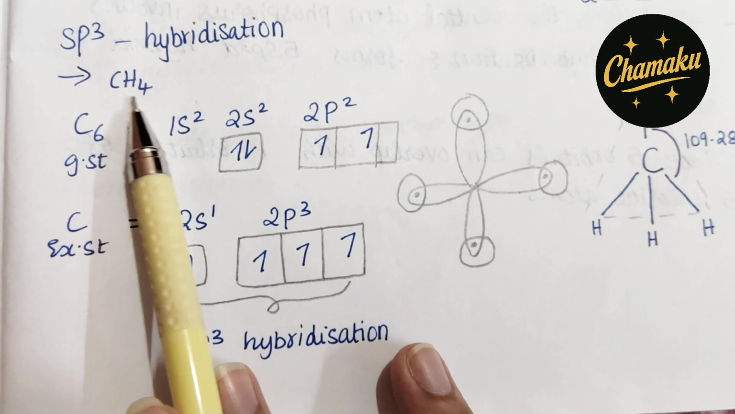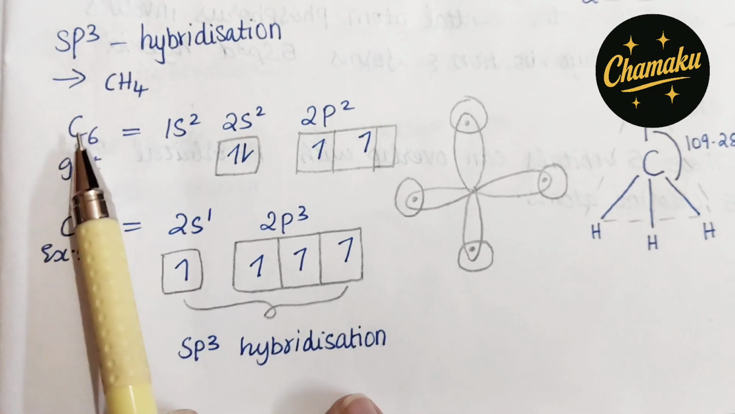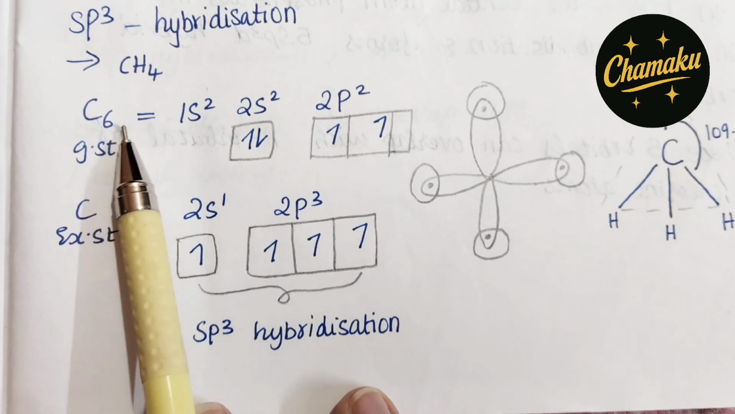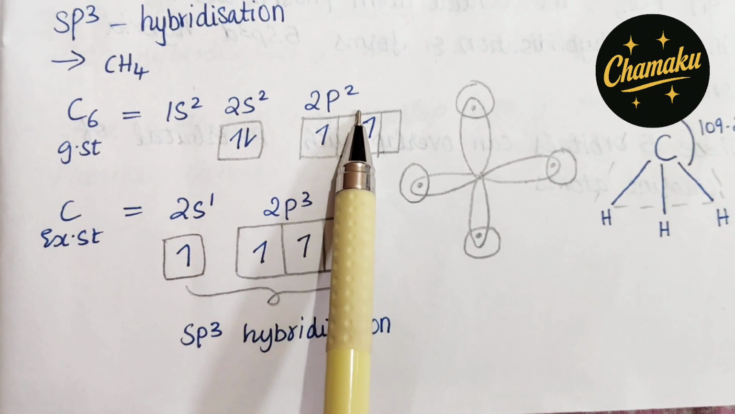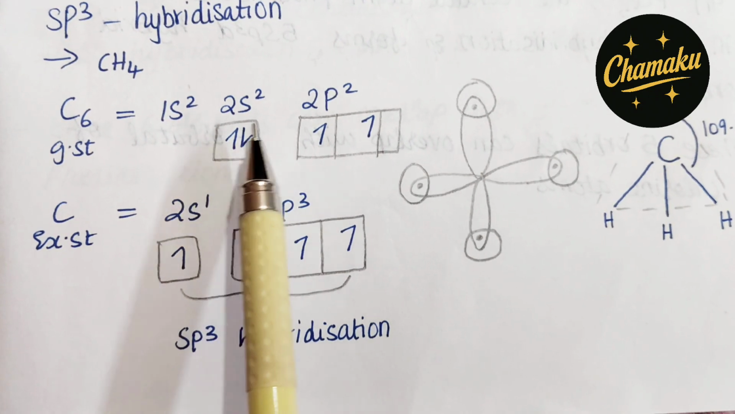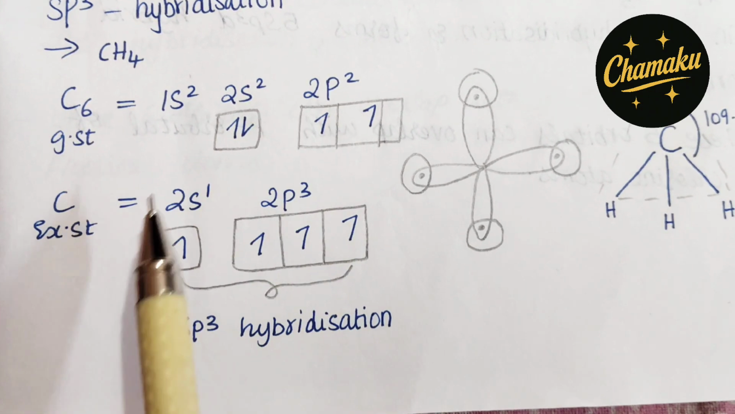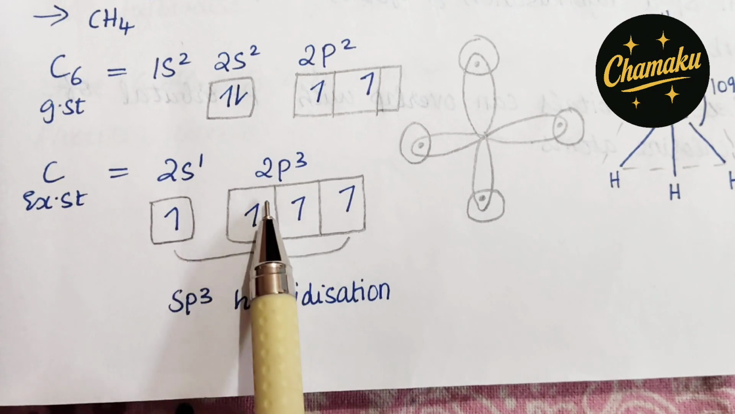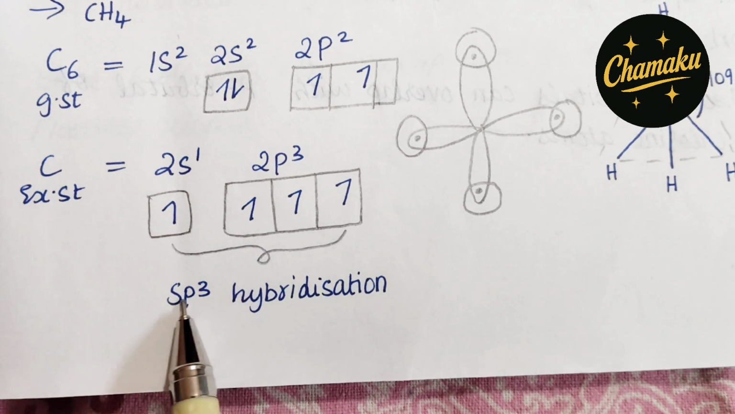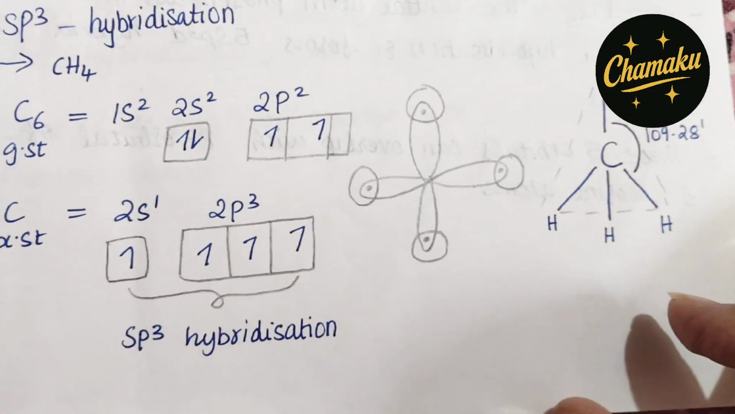We will be taking CH4, that is methane. Carbon atomic number is 6 and this is the ground state configuration: 1s2, 2s2 and 2p2. One electron from the s orbital will be excited to the p orbital. So this is the excited state electronic configuration. We will have 3 electrons in the p orbital. So this contributes sp3 hybridization. This is a diagram.